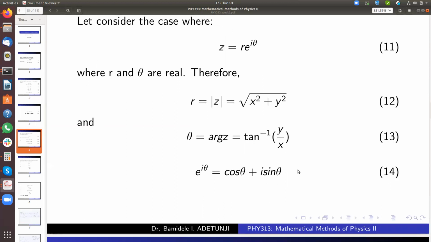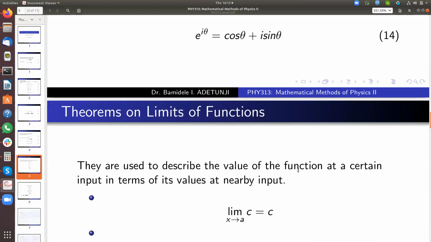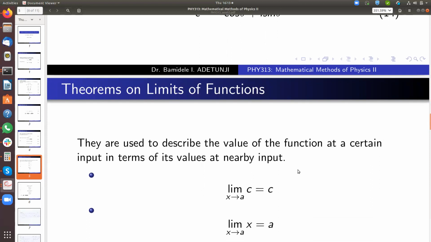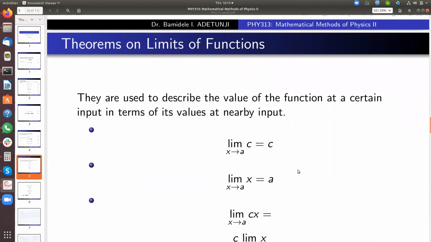If there are no questions, we move to the next thing that we were supposed to have discussed last week, but because of time we couldn't reach there, which is theorems of limit of function. So now, what is a limit? Limits are used to describe the value of a function at a certain input in terms of its values at nearby inputs. There are some rules for computing limits.